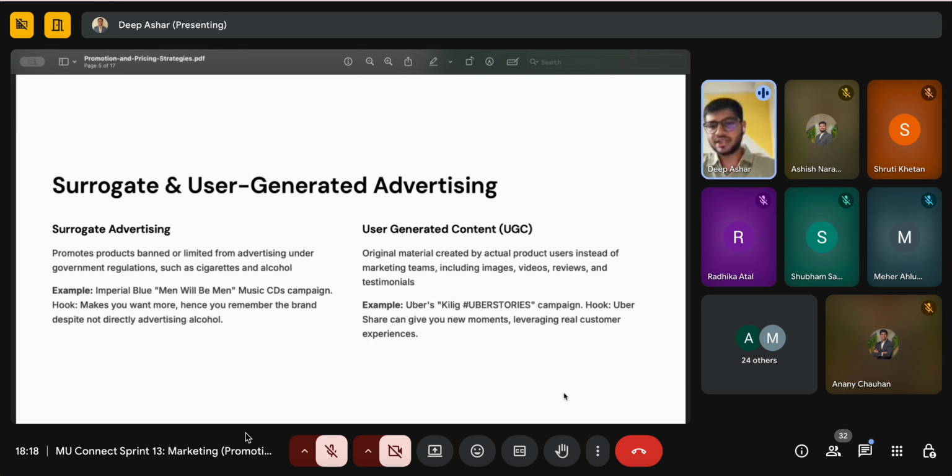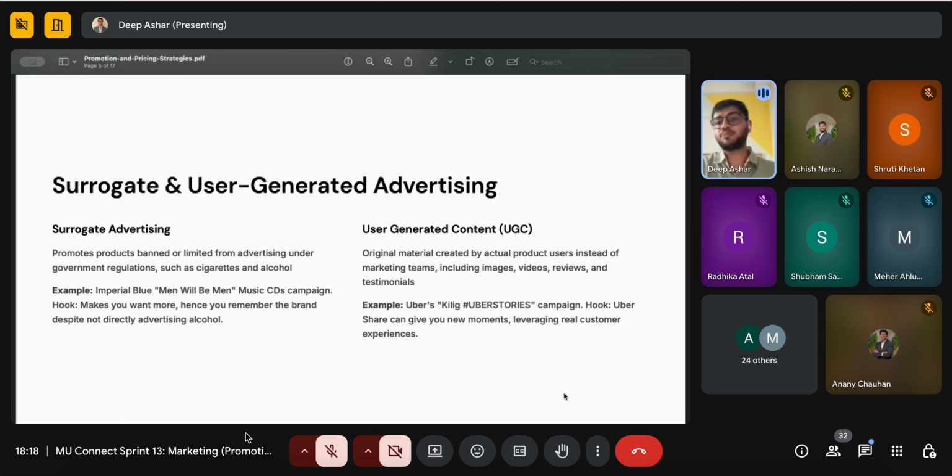The other one is user generated content. It's where users directly talk about that particular brand. The example that Sir had spoken about is Uber stories, where someone had tweeted about their experience with Uber, and then Uber did an entire ad film on that, where Uber share can give you new moments, leveraging customer experiences.